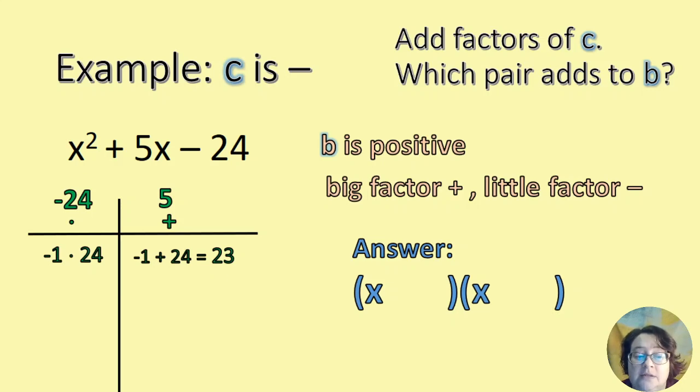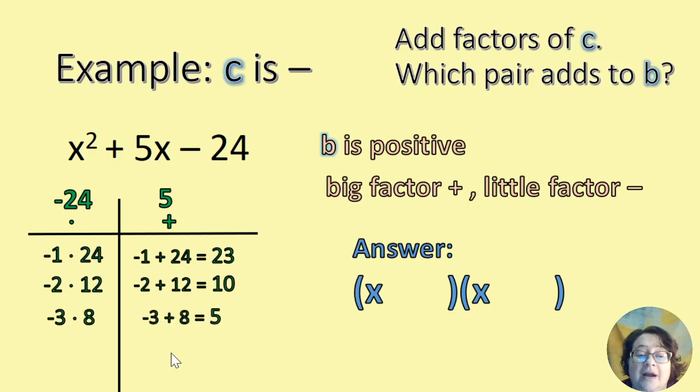I go to the next one. Negative 24 divided by negative 2 gives me 12. If I add those together, I get 10. Negative 24 divided by negative 3 gives me positive 8. Now if I add those together, I get 5. So I can stop here. I found what I'm looking for.